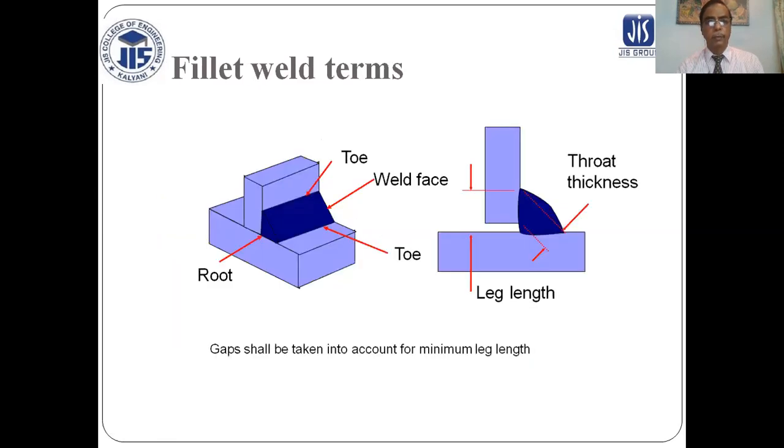Fillet joints. This is the root, root face, toe, weld face, and toe. This is also the leg, leg length. Caps shall be taken into account for minimum leg length.